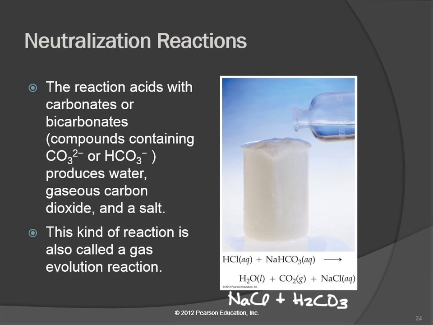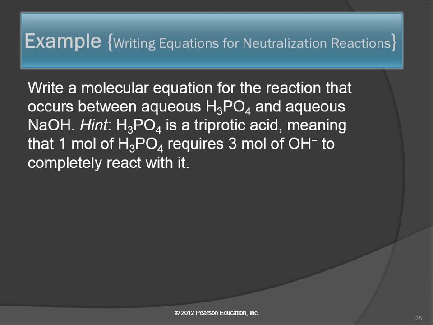So if you have acid reacting with a carbonate or a hydrogen carbonate, then your net ionic equation is going to be a little different because there's a gas that gets given off. And we talked about those in a previous chapter. But mostly we're going to look at non-gas producing neutralization reactions. So write a molecular equation for the reaction that occurs between aqueous H3PO4 and aqueous NaOH.